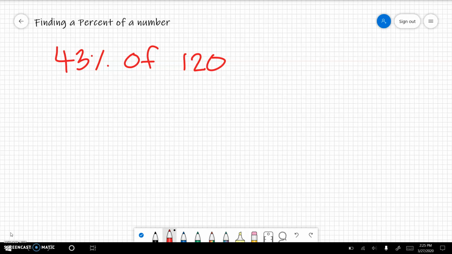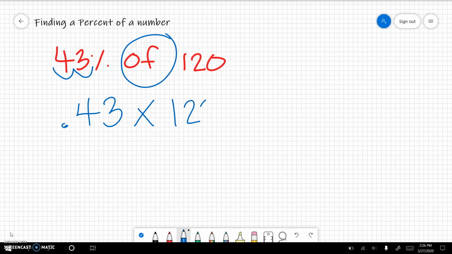So first thing that you should take note of is that when you see "of," you know that means we're going to be multiplying. To multiply this, you can't multiply 43%. So you have to change it to a form that you can multiply by, and the easiest one to do would be a decimal. You could also change it to a fraction, but it'll take longer and there'll be more steps. So what I would do is change this to a decimal. In order to do that, you should remember your decimal goes in the back and you move it over twice. So it would be decimal 43 times 120.